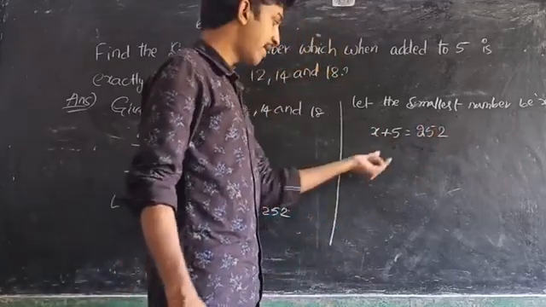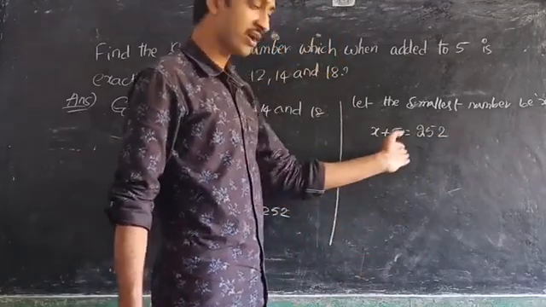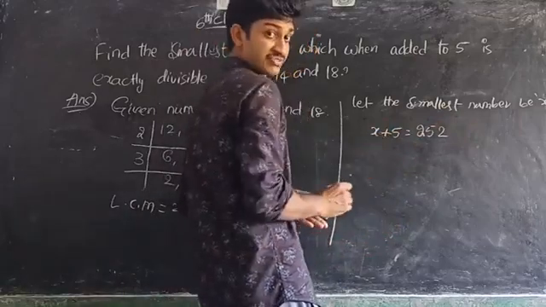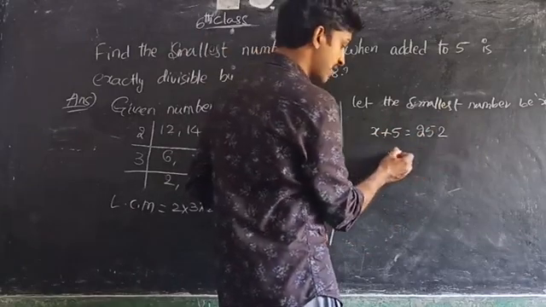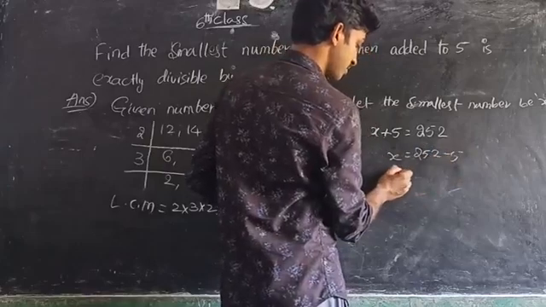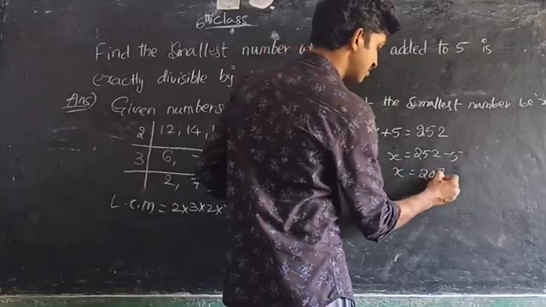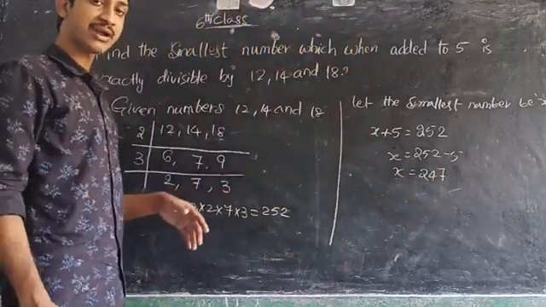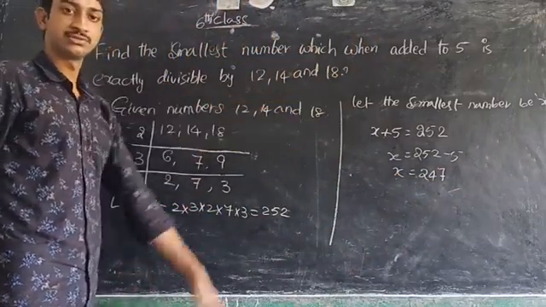How can we find it? By moving this 5 to the right side. If you move plus 5 to the right side, it becomes minus 5. So x is equal to 252 minus 5. Subtract 5 from 252, we get 247. So the value of x is 247. It is the smallest number which, when added to 5, is exactly divisible by 12, 14 and 18. Okay children?